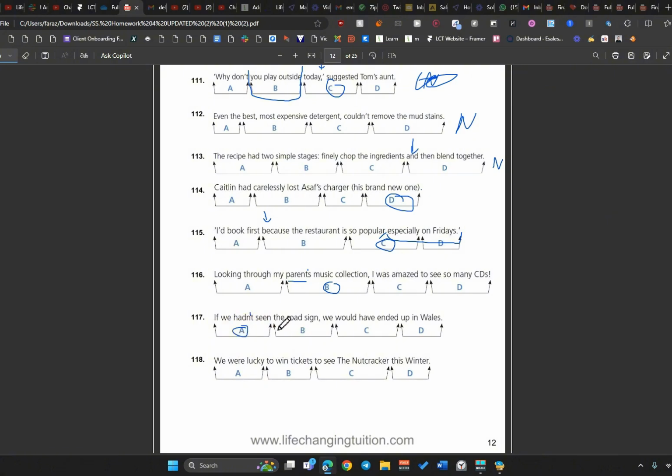That's pretty simple. Question 118, the final one in this section. We were lucky to win the tickets to see the Nutcracker this winter. Alright. Now, winter does not have to be capitalized. Winter can be written like this. The only thing that needs to be capitalized in that sense is April. So months should be capitalized. Seasons do not have to be capitalized. So D there will be the grammar mistake.